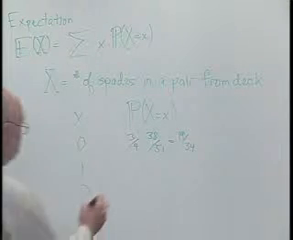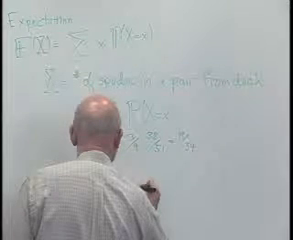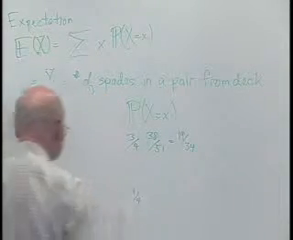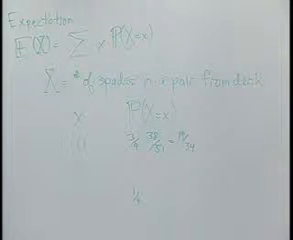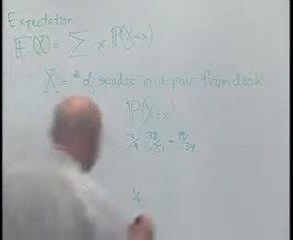Getting 2 spades. What's the first factor? 1/4. 1/4 for getting a spade on your first card. Okay, now you've taken 1 spade out of the deck. So on the second card, what's the probability of getting your second spade? 12/51. 12 over 51.